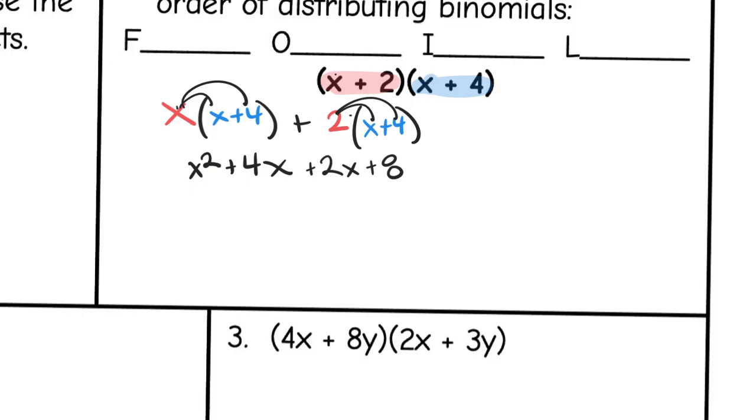Notice right here, those are 2 x terms. Remember, when we're adding, things that have a different exponent are not considered like terms. So this x squared would be considered a different kind of term. That x squared is a different kind of term than these two that both have x's, and it's different than this 8, which is a constant.